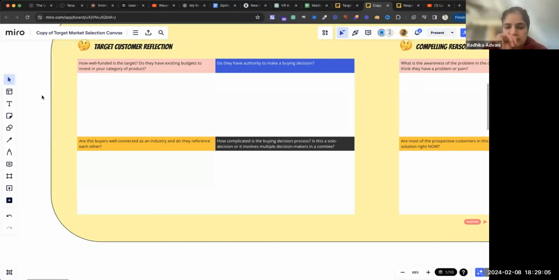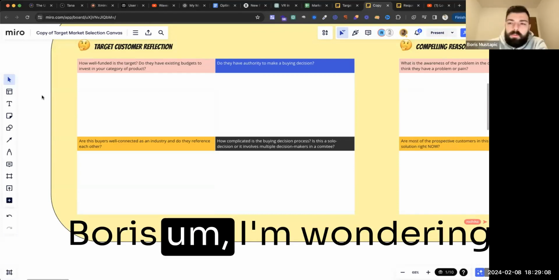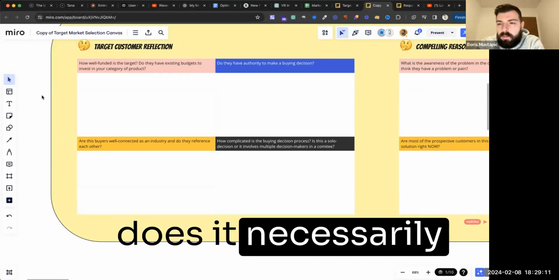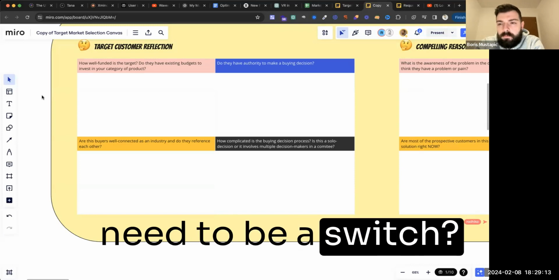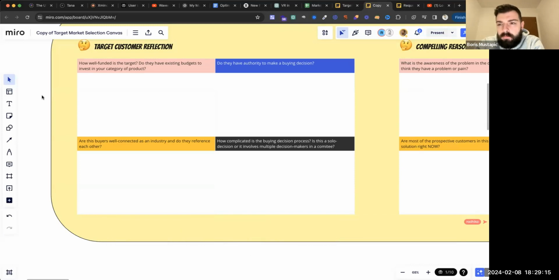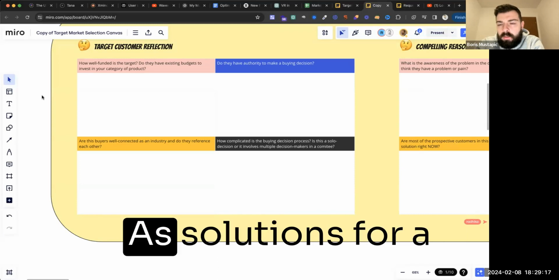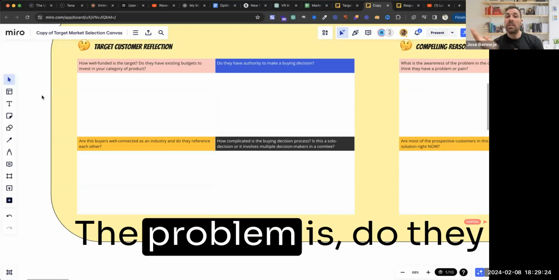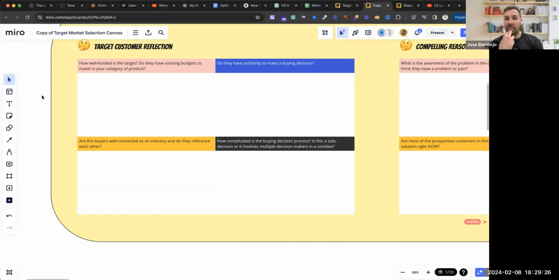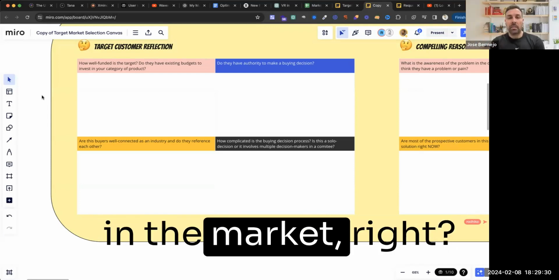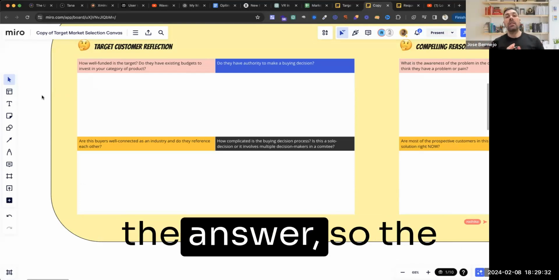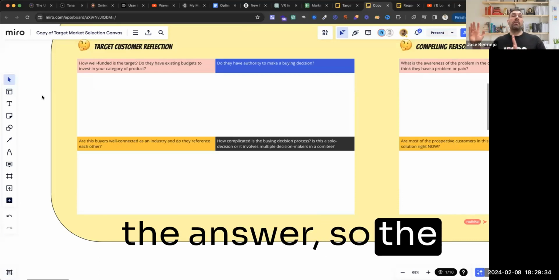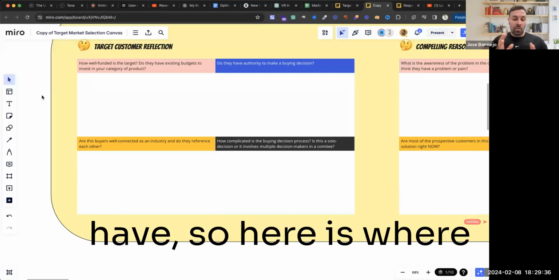Okay. Boris? I'm wondering, does it necessarily need to be a switch? Can they use both? Can they both exist as solutions for a single customer? Yeah, they can. The problem is that they have budget for both. Okay, that's the question we need to answer in the market, right? And depending on the answer, so the more budget they have.